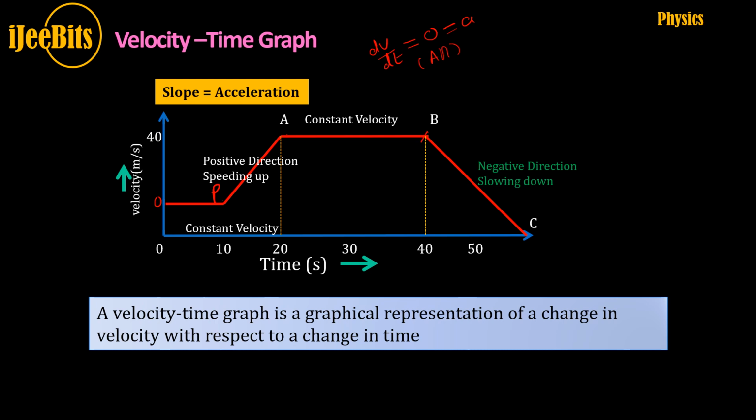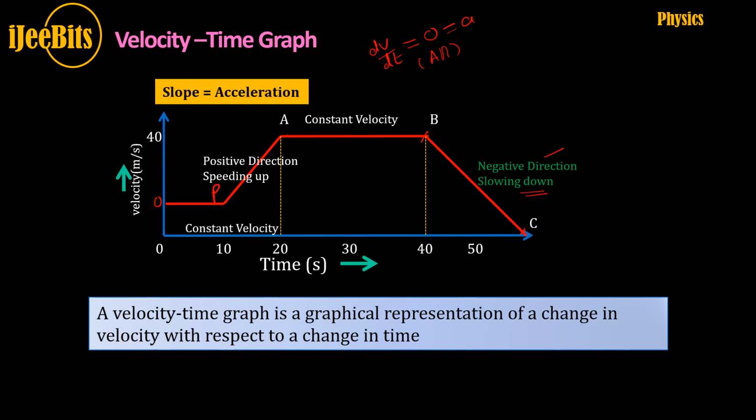Now look at B to C, downward direction. This is called negative direction. So slowing down, your speed is reducing. You agree? B is like value 40, C is like 0, you keep decreasing. So your velocity keeps decreasing. That's why this is a retardation, right?